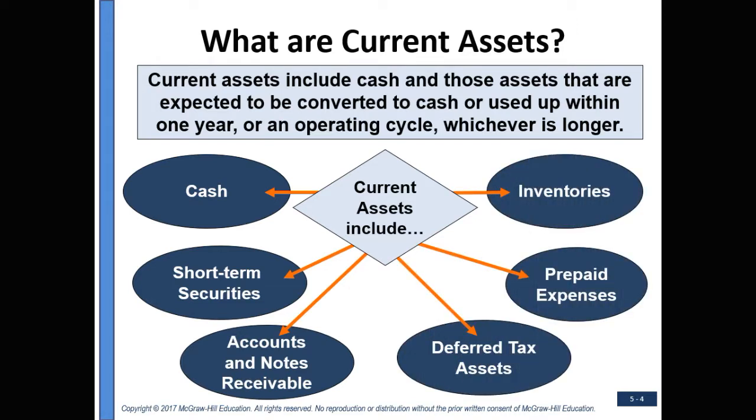Current assets are those assets that are expected to convert to cash or be used up within 1 year or an operating cycle, whichever is longer. Some common current assets include cash, short-term securities, accounts receivable and notes receivable, deferred tax assets, prepaid expenses, and inventories. All of these are classified as current as they are expected to be consumed or used up within 1 year or the operating cycle.